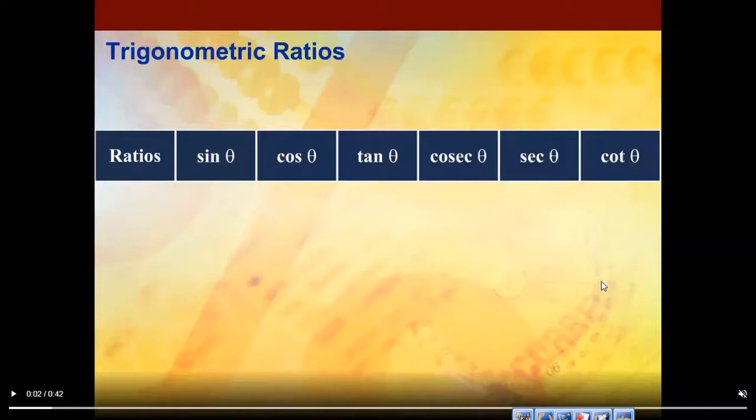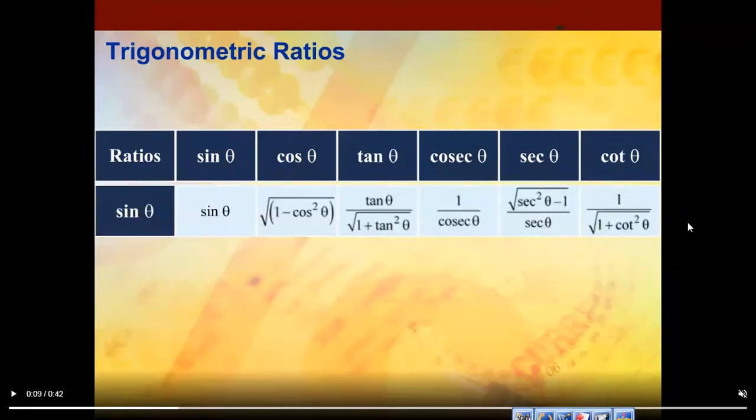Can each trigonometric ratio be expressed in terms of the other trigonometric ratios? Let's find out. Sin theta can be expressed as under root of 1 minus cos square theta, tan theta upon under root of 1 plus tan square theta, 1 upon cosecant theta, under root of secant square theta minus 1 upon secant theta, 1 upon under root of 1 plus cot square theta.